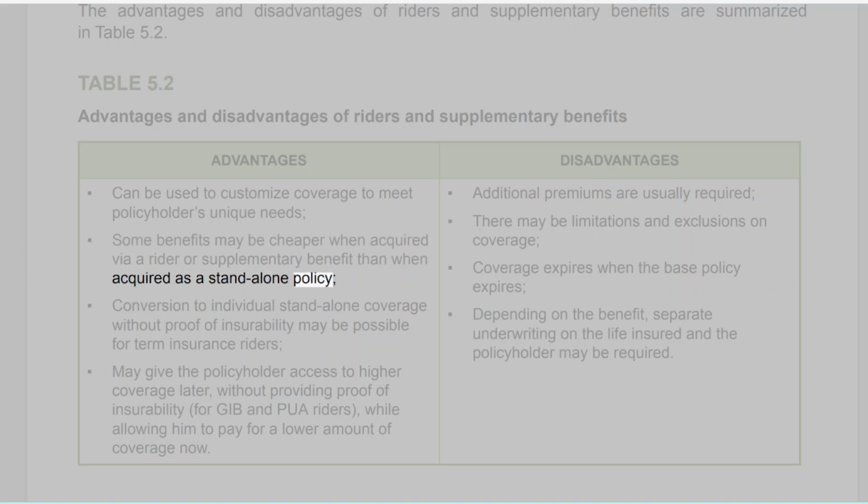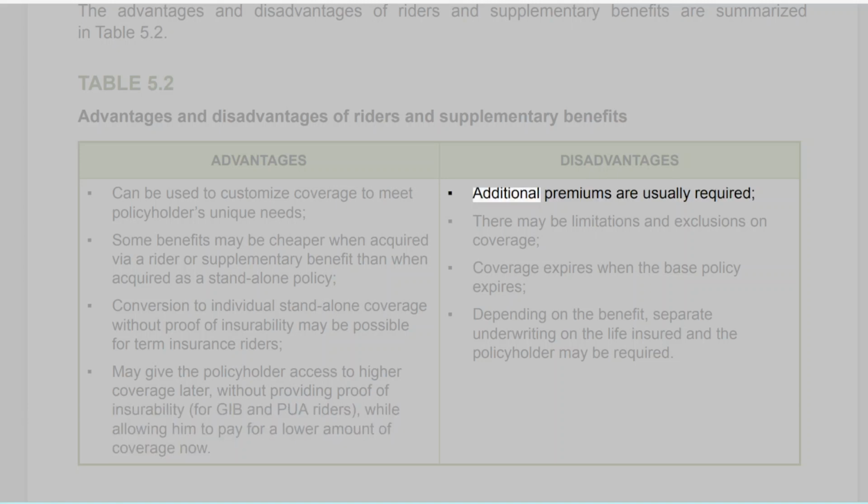a standalone policy. Conversion to individual standalone coverage without proof of insurability may be possible for term insurance riders. May give the policyholder access to higher coverage later, without providing proof of insurability, for GIB and PUA riders, while allowing him to pay for a lower amount of coverage now.